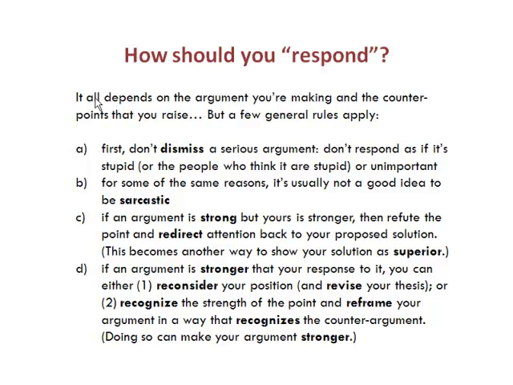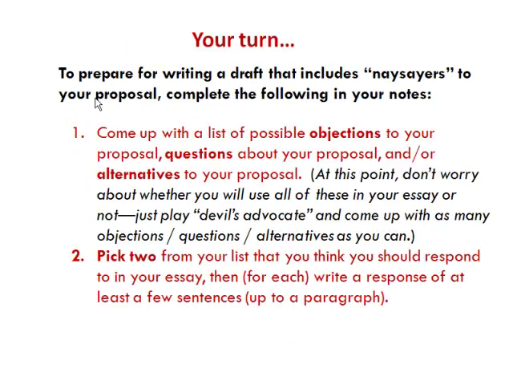But then this is most important. If an argument is stronger than your response to it, you have to do one of two things. You have to either reconsider your position and revise your thesis, and maybe tone down your argument. Maybe I would say, in the end, schools should strongly encourage and reward volunteerism, but not require it. Or, second, you need to recognize the strength of the point and reframe your argument in a way that recognizes that counter-argument. And what that means is giving ground, making concessions as a way of saying, yes, I realize the truth might be in some middle ground here. Something our politicians have such a hard time doing, it seems like. All of which makes your argument stronger.